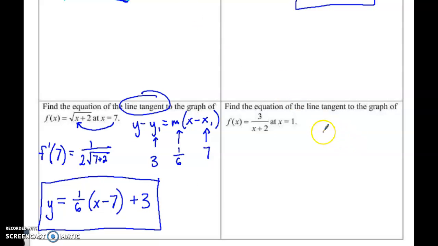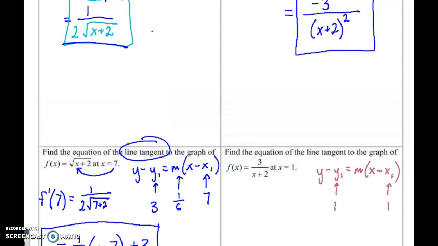So if I do the next one, same thing. Y minus your y coordinate equals slope times x minus your x coordinate. Well, they give you the x coordinate is 1. You can find out your y coordinate by plugging 1 in here. 1 plus 2 is 3. 3 divided by 3 is 1. Right? Just happen to be the same value.